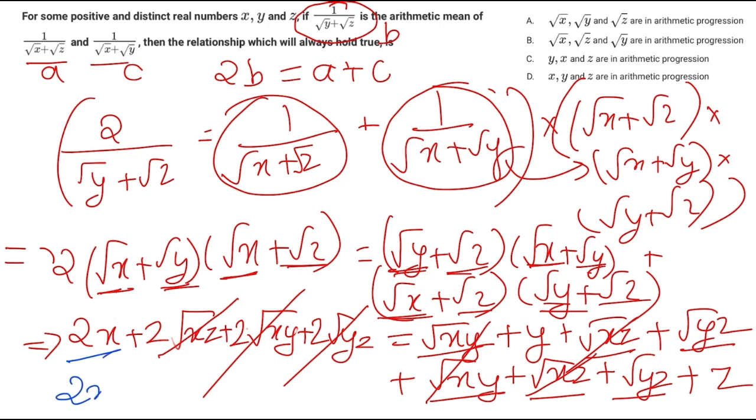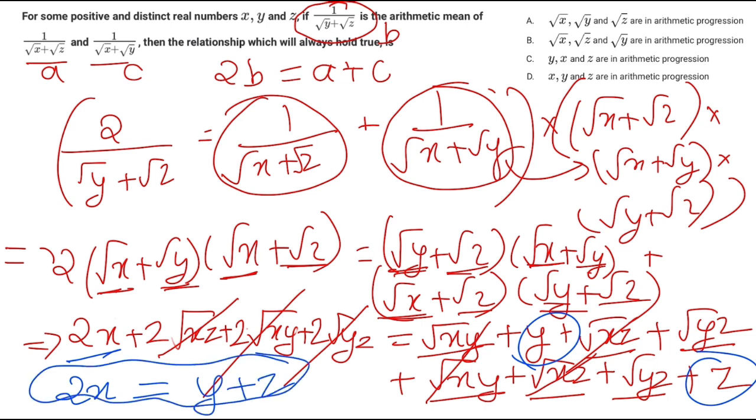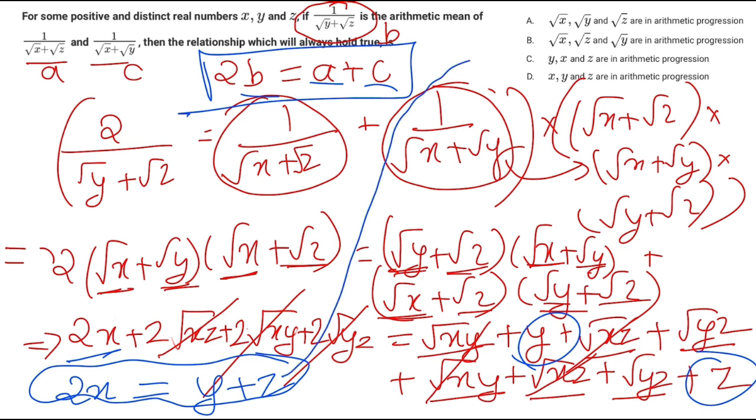One is 2x on the left hand side, which is equal to, on the right hand side I have y and z, which is y plus z. Okay, very clearly we can now observe that 2x is equal to y plus z, and as we have previously discussed, when 2b is equal to a plus c, a, b and c are in AP. Similarly, if 2x is y plus z, we can very clearly say that y, x and z would be in AP, and that is very clearly your C option. That's the answer to our question.